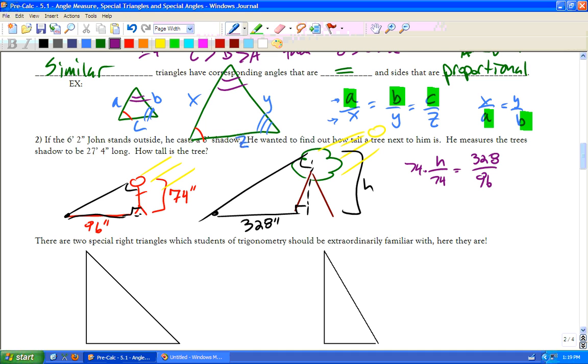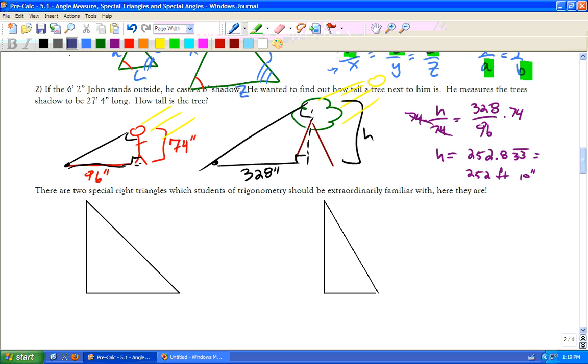I'll multiply by 74 to solve to get H equal to 252.83 repeating feet, which is another way of saying 252 feet and 10 inches. Pretty tall tree.